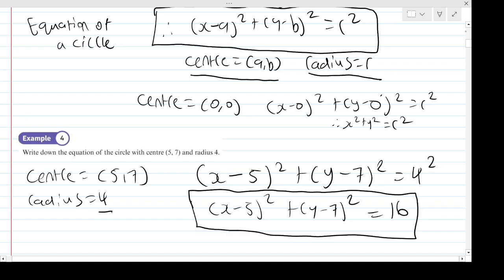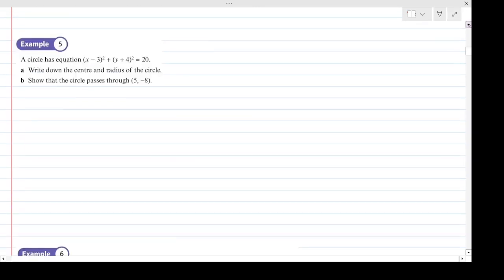Cool. Again, just pay attention to the signage where we had positive 5, positive 7. Then we had to do minus 5 and minus 7 in the bracket. So we needed to reverse the sign. And we needed to square the radius, because we had r squared here. Okay, there we are. Let's have a look at another example then.